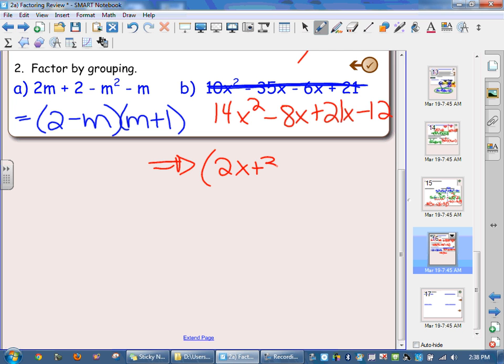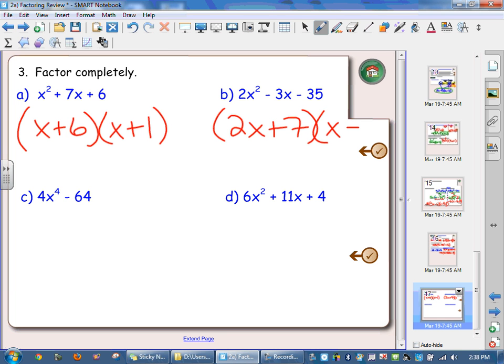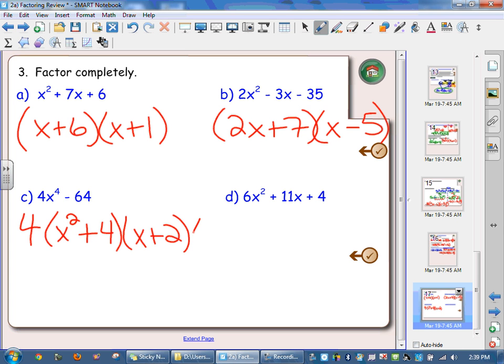This one's going to give me x plus 6 and x plus 1. On the right-hand side, I'm going to get 2x plus 7 and x minus 5. On the bottom, 4 times x squared plus 4, x plus 2, x minus 2, and letter D. Letter D's answer is 2x plus 1 and 3x plus 4. This concludes the answers to the student section.